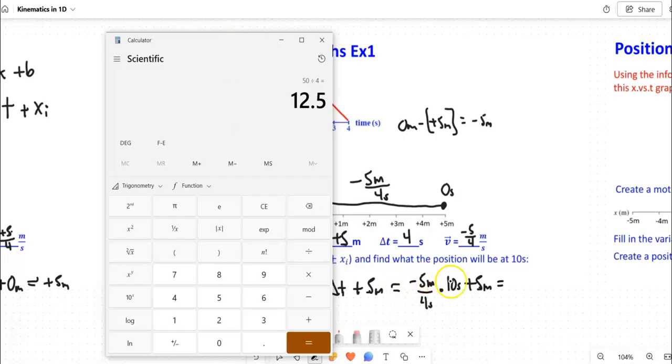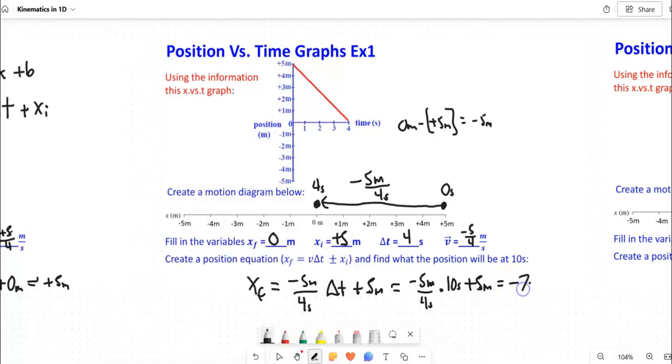Let's try that again. -5 is going to be negative times 10. So that's -50 divided by 4. That is -12.5 plus 5 equals -7.5. So our end position should be -7.5.